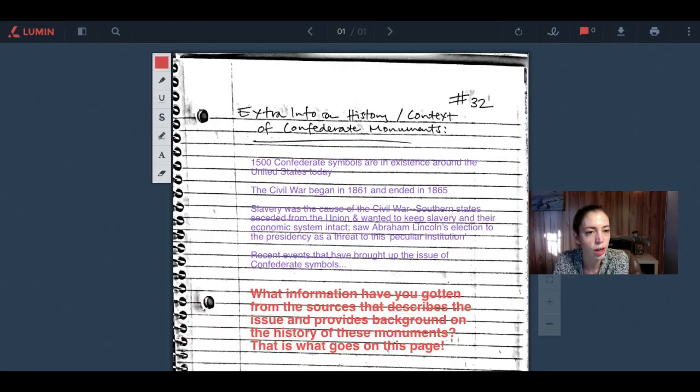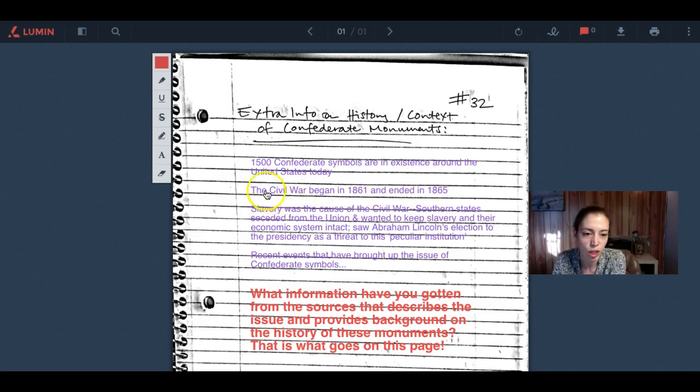Now, this is kind of where that notebook page 32 that we started comes into play. Because you know how in some of those sources it would say things like, oh, there's 1,500 Confederate symbols in existence around the United States today. You might have looked at that source from the Southern Poverty Law Center and gone, oh, there are some really interesting facts about where they're located and when they were put up and that kind of stuff. That's what you could use in your introduction. That would be pretty cool.